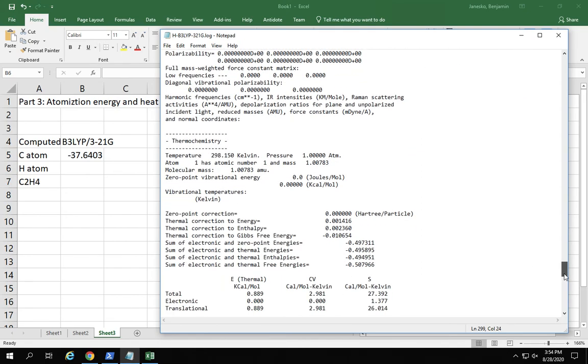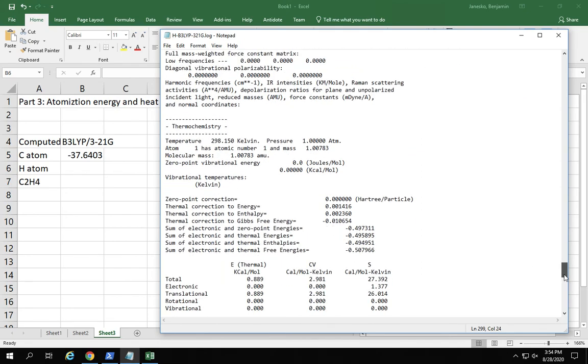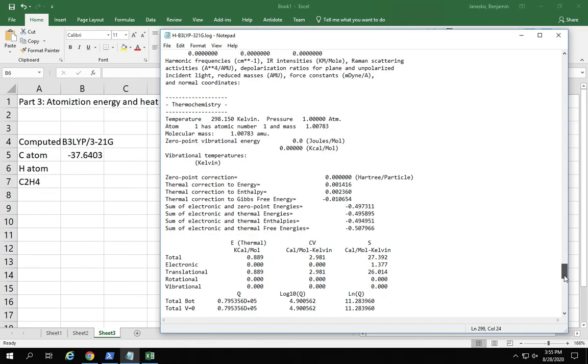These come from various tricks that are built in, so I'm just going to grab this number, the sum of electronic and thermal enthalpies, which is not quite as negative as the total energy, but that's what I need here.